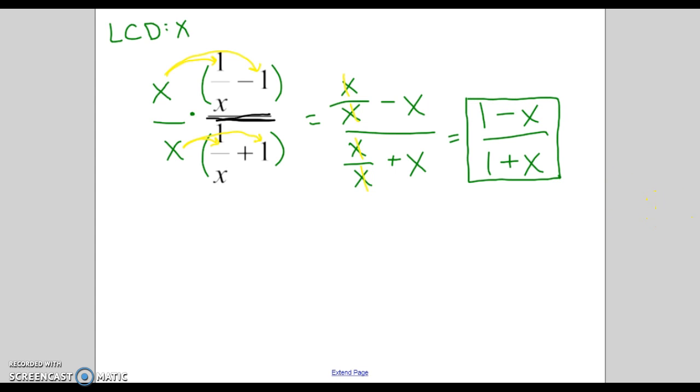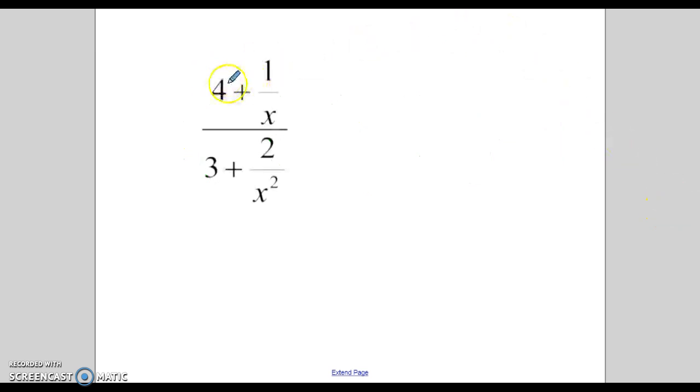Now let's move on to example number 3. I've got 4 plus 1 over x all over 3 plus 2 over x squared. So I'm going to start by identifying the least common denominator. The least common denominator needs an x. It also needs an x squared. Well, it already has one x, so all it needs is another one. Because now the LCD is x squared, you'll notice that x squared is taken care of, and so is that x, because this x squared has a factor of x in it.